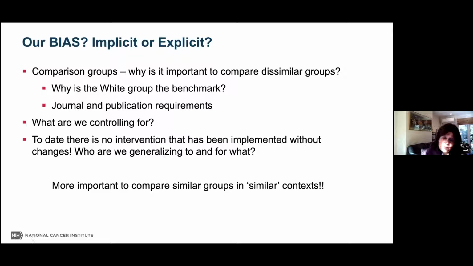So we have this bias, whether it's implicit or explicit. Why is it important, I come back, to compare dissimilar groups? Why is the white group the benchmark? Why do journals and publications require it? So when I'm doing an intervention, an R01 intervention is $5 million. Let's face it, $1 million a year. And you're saying, I'm going to do a nutritional intervention, and you have this nutritional program. And who is that nutritional program judged against? You're going to say you've got to have quinoa, and you're going to have whole wheat, and you're going to have fruits and vegetables, which low-income folks don't have much access to, and quinoa is not covered by your WIC. So we need to reconsider what is it we're suggesting to people.